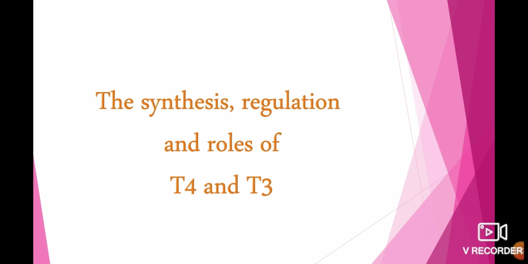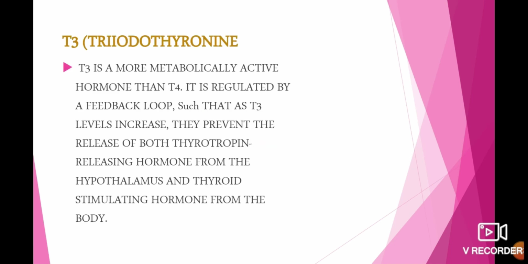The synthesis, regulation, and roles of T4 and T3. T3 is a more metabolically active hormone than T4. It is regulated by feedback loops such that as T3 levels increase, they prevent the release of both thyrotropin-releasing hormone from the hypothalamus and thyroid-stimulating hormone from the pituitary.